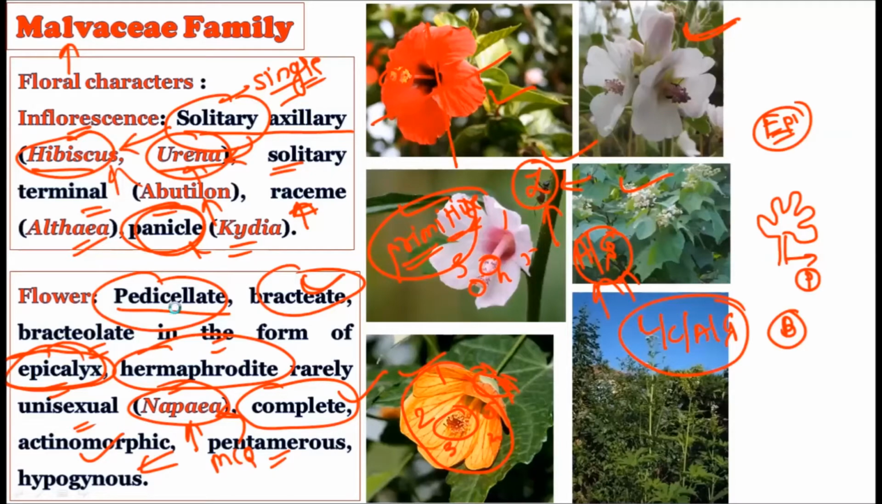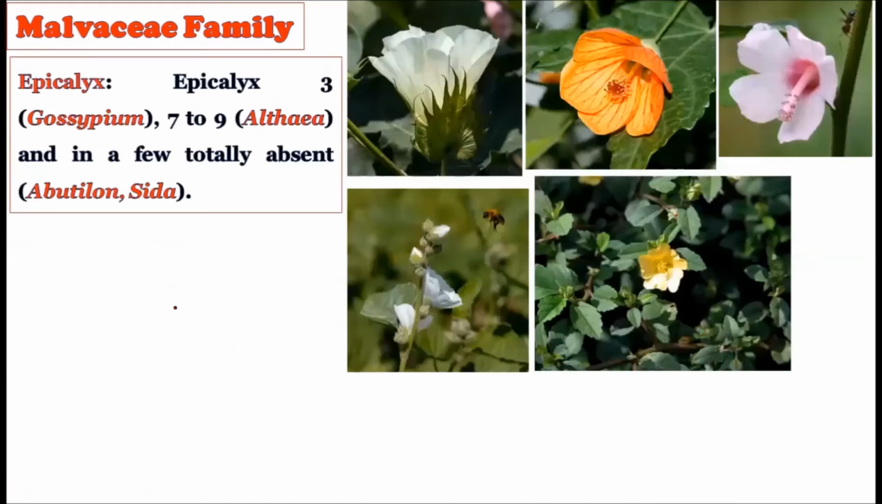All right. Now let us consider the epicalyx, the very first structure, below the calyx. Now observe this particular picture. You will see the corolla, the calyx, and below it you will find the epicalyx. The epicalyx is 3 in Gossypium. If you take the Gossypium flower, you will find 3 epicalyx, or it can be 7 to 9 in Althaea. So the number can vary from 3 to 7 to 9.